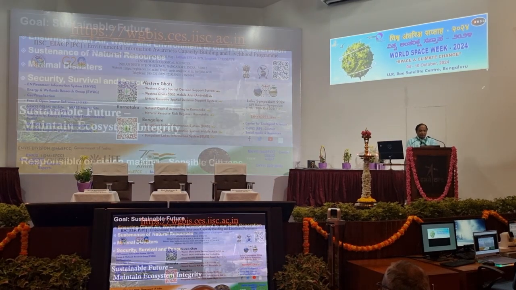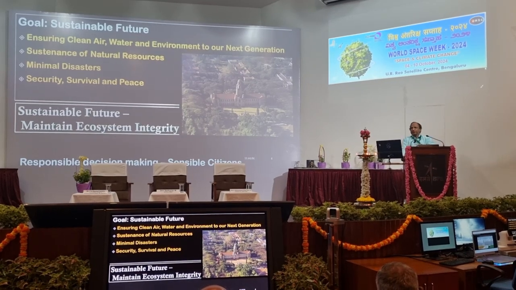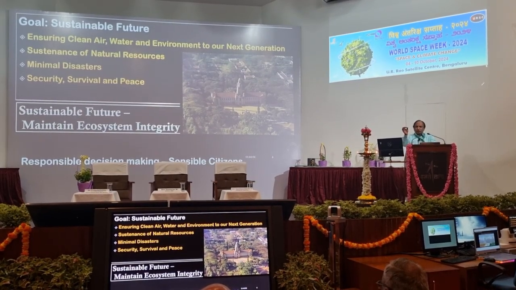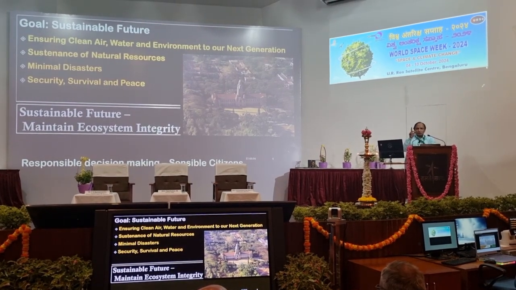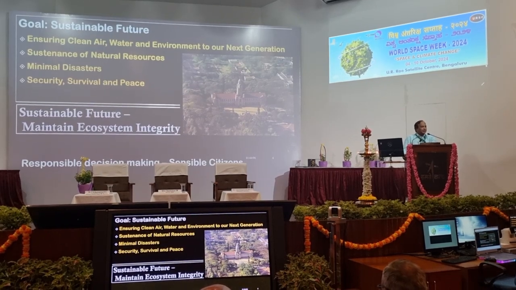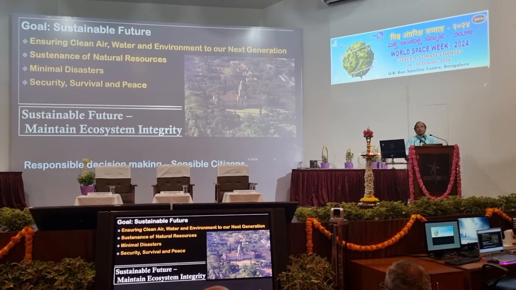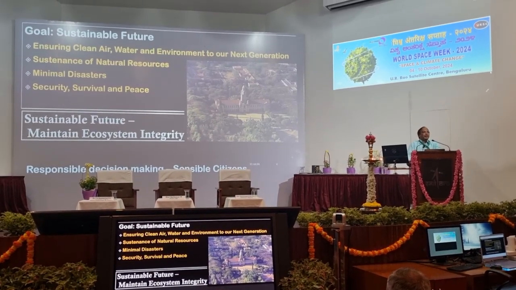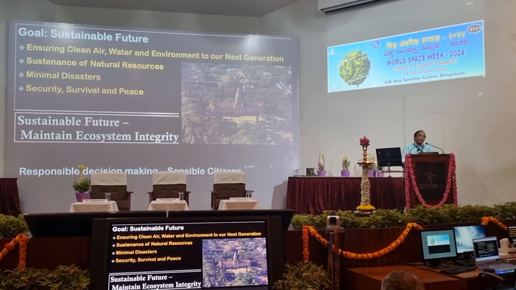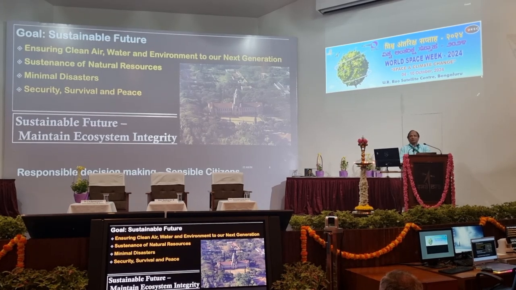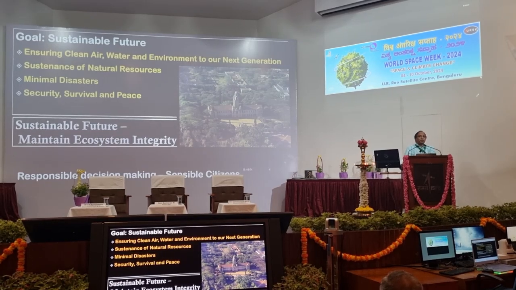Now, what is the agenda of my science? A sustainable future. If I can ensure clean air, water and environment to our children, the next generation, that means I have done my science. Then if we have to do that, you have to maintain the ecosystem integrity. To maintain the ecosystem integrity, you need to do the planning. To do the planning, you need the data. You need to understand the patterns. That is where remote sensing comes into the picture.